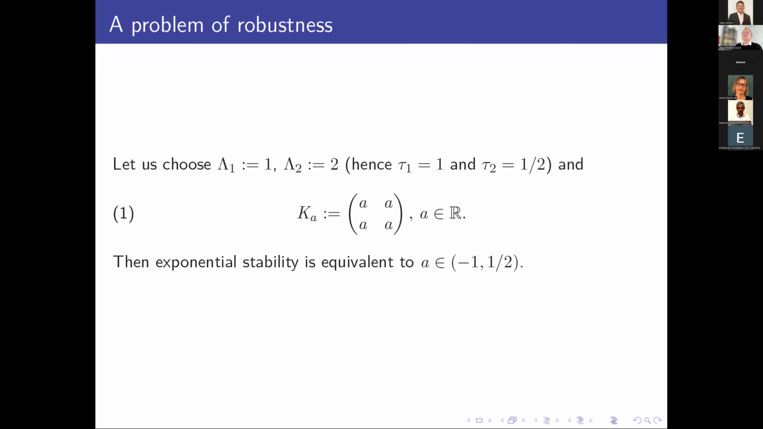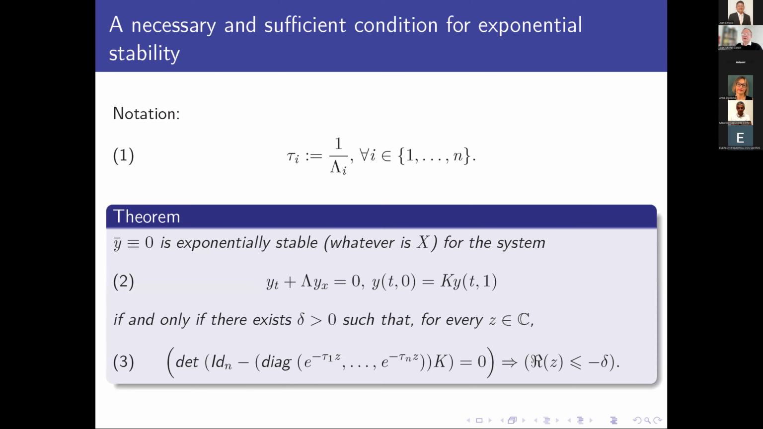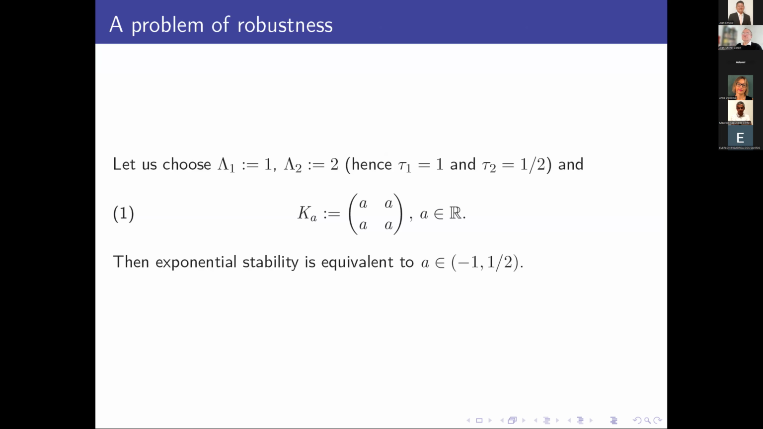Lambda 1 is equal to 1, lambda 2 is equal to 2. The inverses of the lambda_i are denoted tau_i. So tau 1 is equal to 1 and tau 2 is equal to 1 divided by 2, sorry. And the matrix which gives you the boundary condition is given by 1, where a is a real number. You can look at the previous criterion, you check these conditions 3, you can compute the eigenvalues, and you see that the exponential stability is equivalent to the property that a is between -1 and 1 divided by 2.